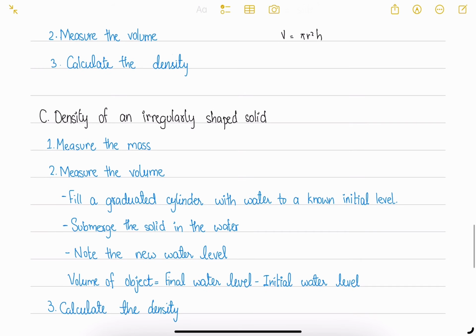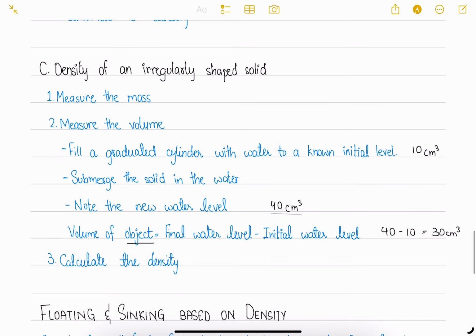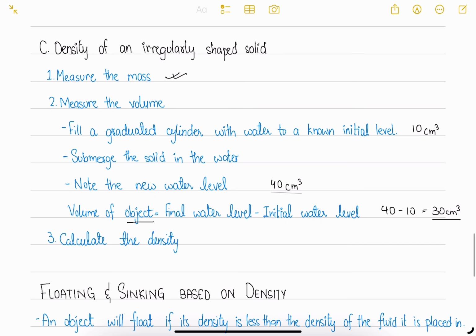So we noted the new water level, that is 40, and the initial was 10. To get the volume of the object, it is 40 cm cube, or 40 m cube depending on what cylinder you are using, but cm cube we can take. So to calculate the volume of the object, we'll just do final minus initial, that is 40 minus 10. So we'll get 30 cm cube. That's the volume of the object. And then we can calculate the density using the mass over here and the volume we have got here.